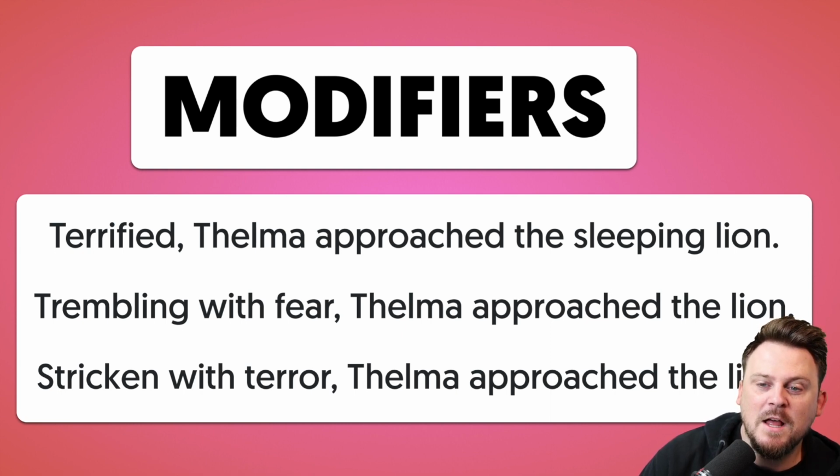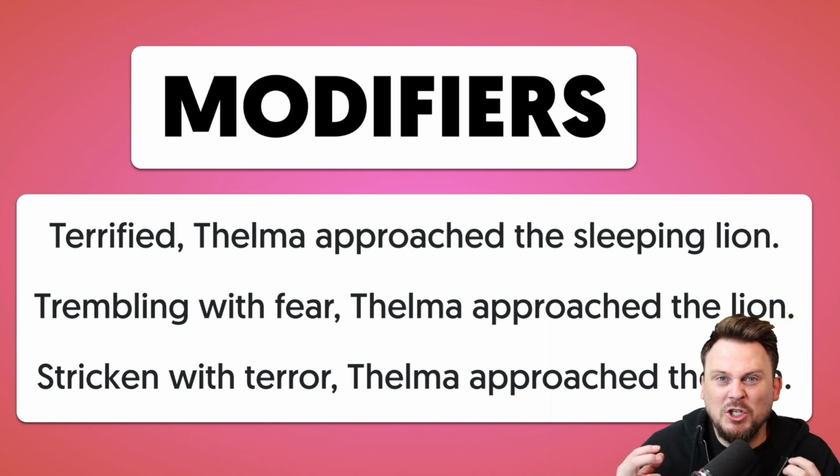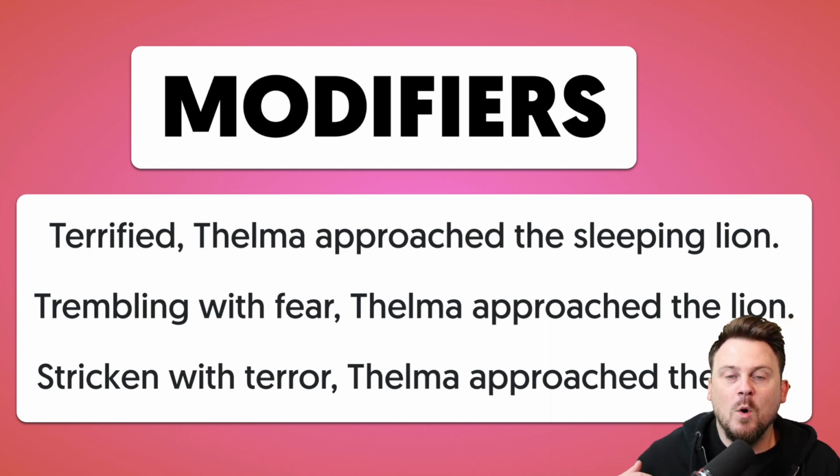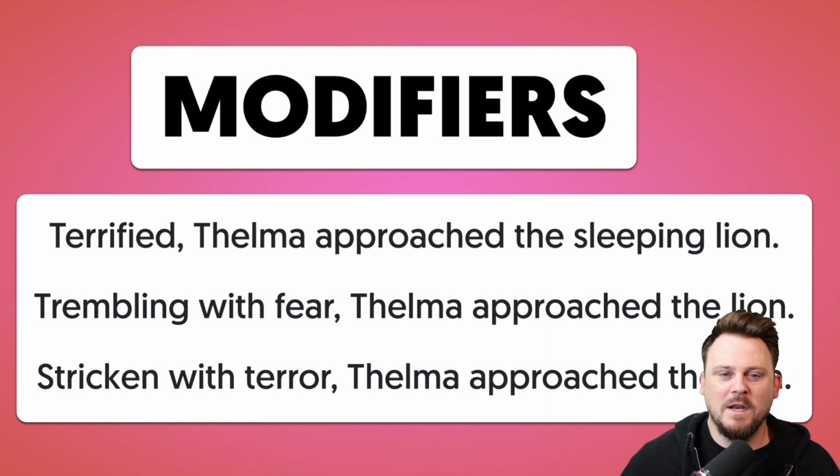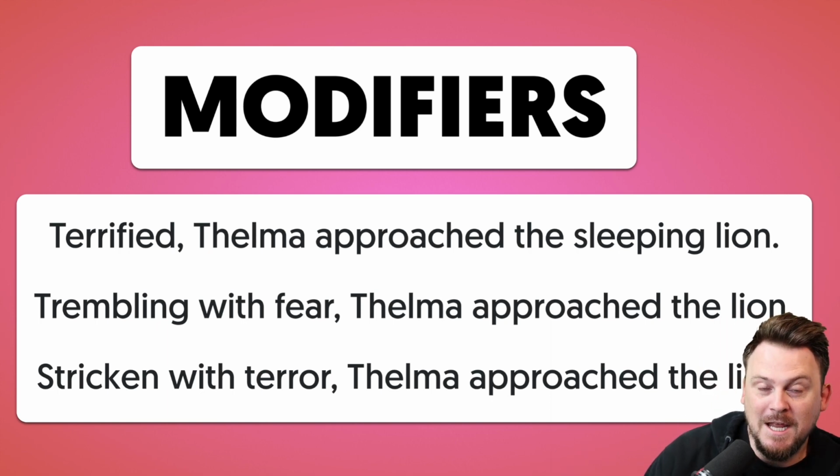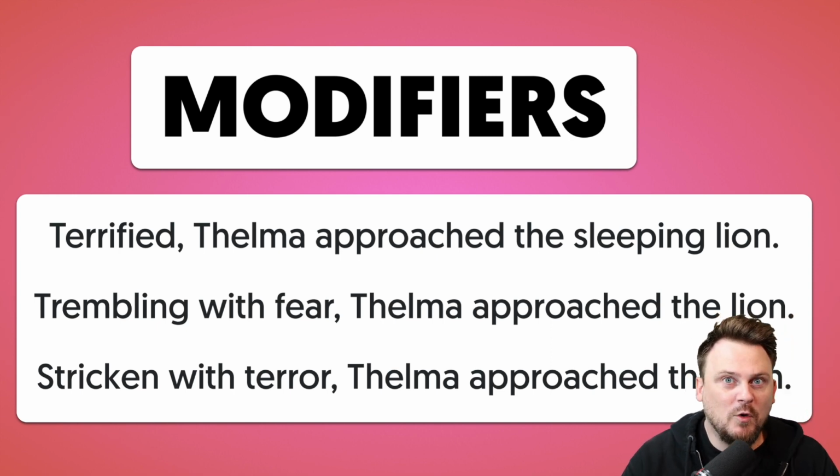Trembling with fear, Thelma approached the lion. What is this doing? Well, it's also telling me about Thelma. It's also modifying Thelma. So it's kind of doing the same thing here. This phrase is the modifier. What is she doing? She's shaking, trembling. With what? Fear. That's just a way to say it. So trembling is a participle from the verb tremble. Trembling with fear.